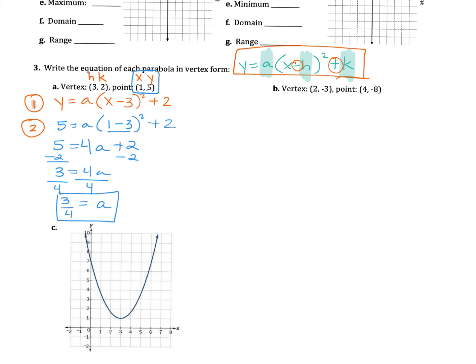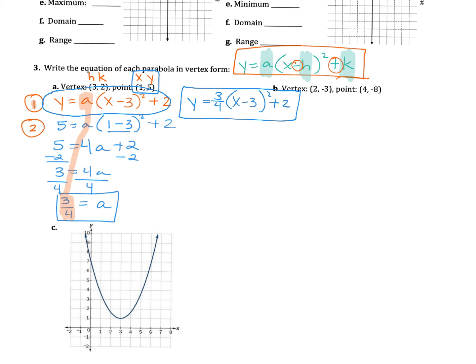Okay, now the reason I say do that first step is because all you have to do right now, if you do that first step, is take this a and drop it in right here. So you go back to that first step and you say y equals 3/4 times x minus 3 squared plus 2. And that is your answer. Okay, but like I said, I don't have to see this from you. I just think it makes people's brains go in the right place if you do it that way. And it makes that last a plug-in very simple.